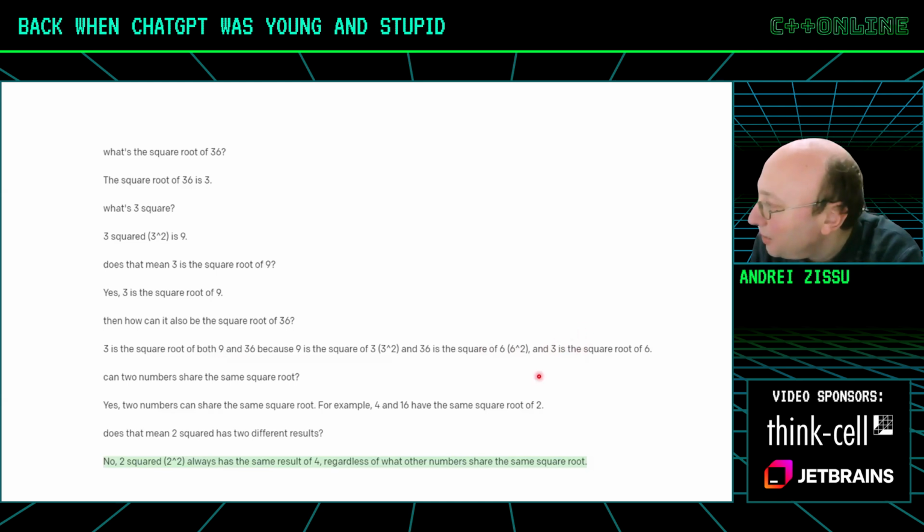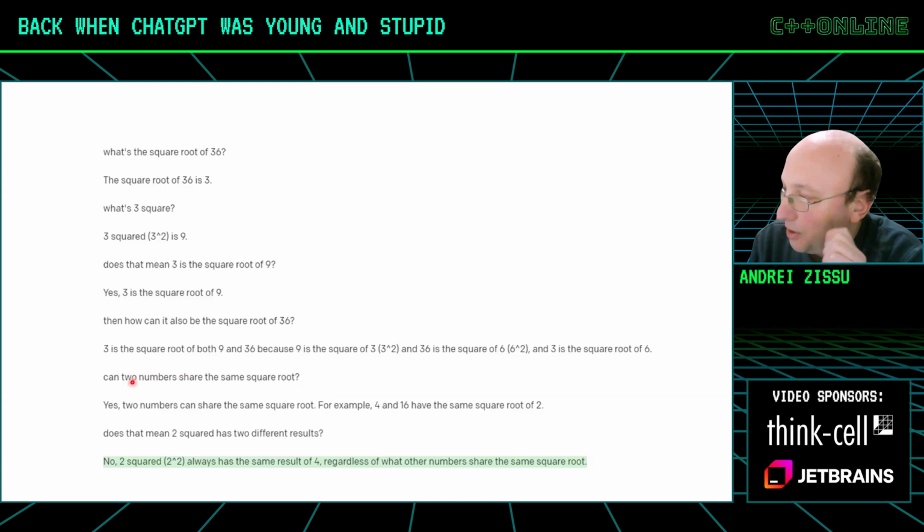Okay, and what do we have here? And 3 is the square root of 6. I don't know why it even needed to come up with that bit. So can two numbers share the same square root? Of course they can. Here's your example, 4 and 16. They have the same square root of 2.